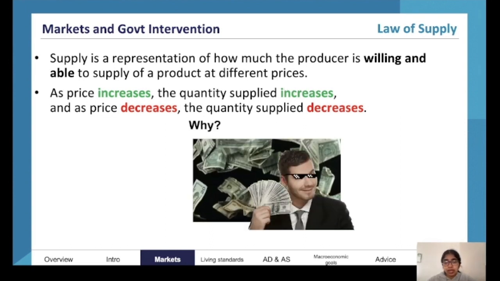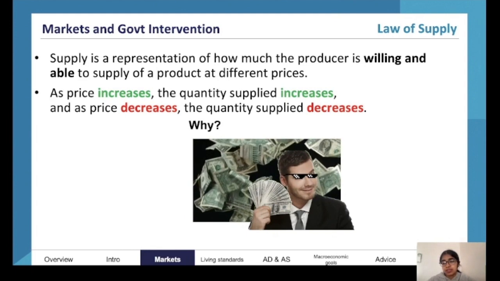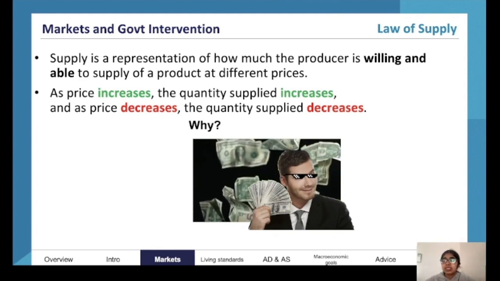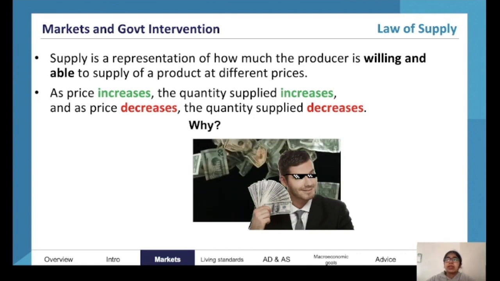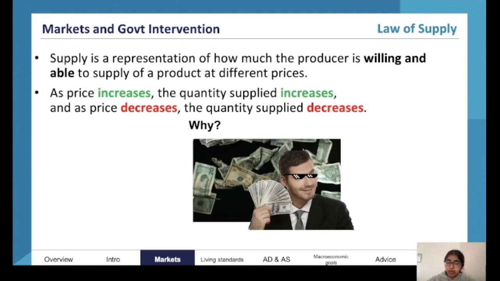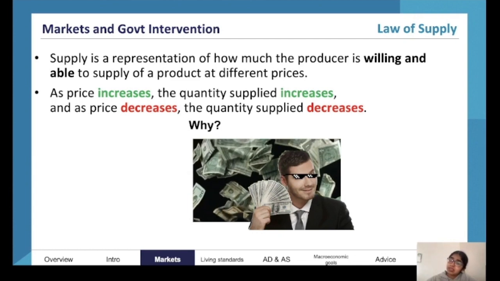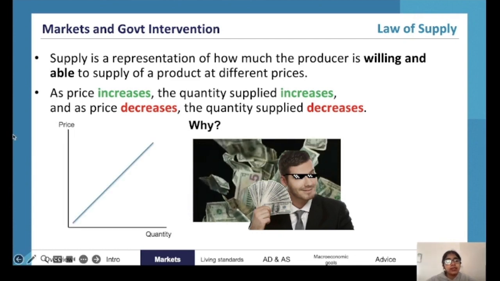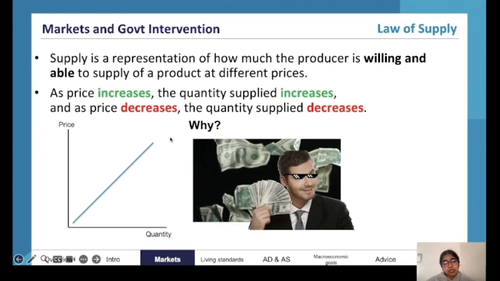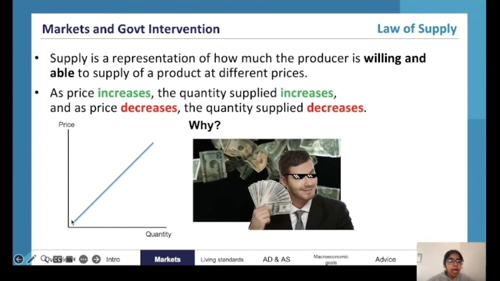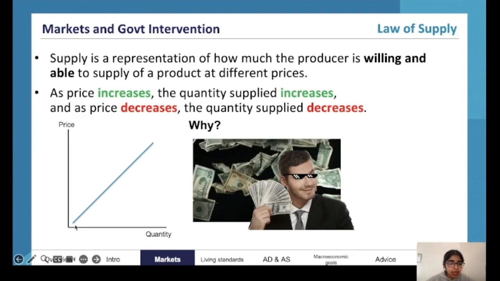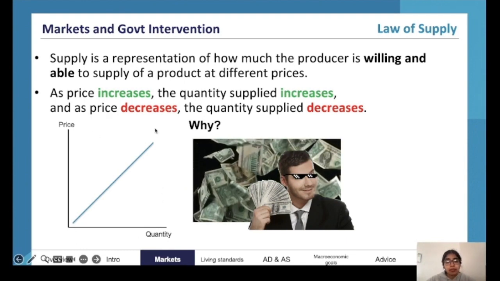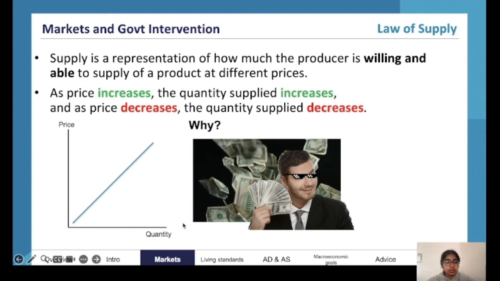And why is that? It's all about profits. They want to make profits. So if the selling price is high, there's a greater margin of profit, whereas if the selling price is low, there's a lower margin of profit. Here is the supply curve. It's upward sloping. A low price means that there's a low quantity sold, and a high price means that there's a high quantity sold.